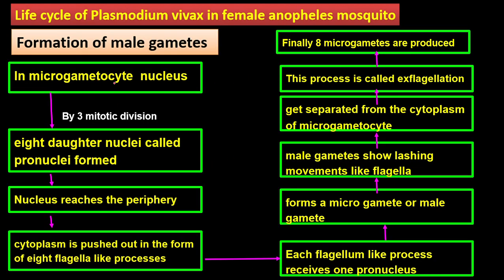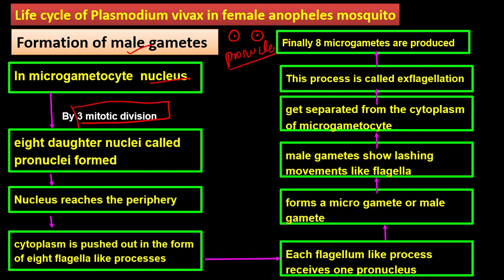Right? Now see here, we are studying male and female, so first we will study the male. In the microgametocyte, the nucleus undergoes three mitotic divisions. Before that, let's just revise one thing, class. We have already studied this. When we talk about male and female gametes, what do we call the nucleus of the gamete? We call it the pronucleus.